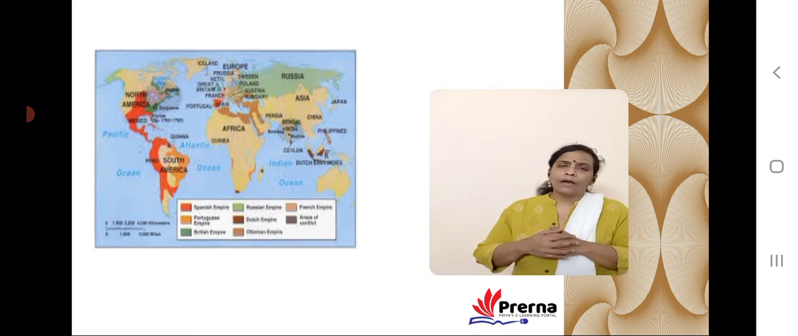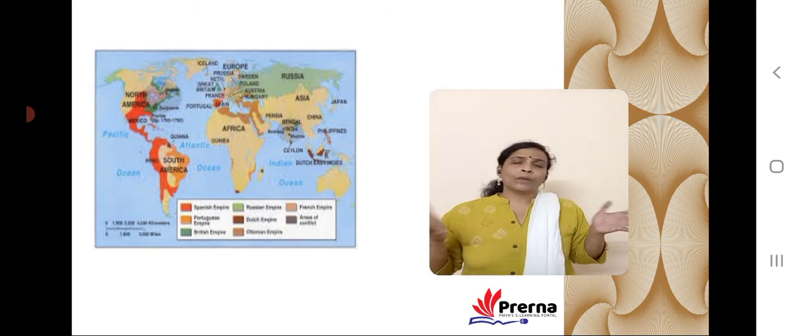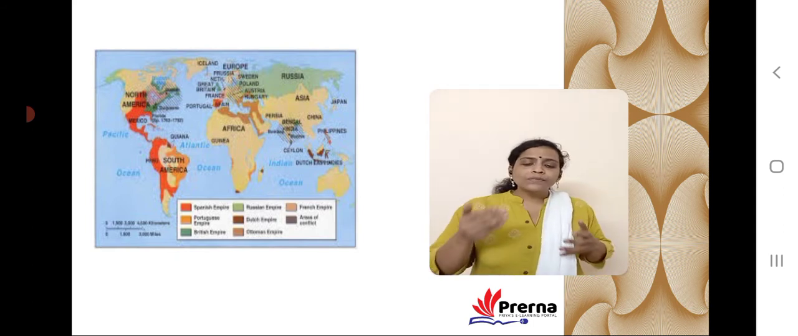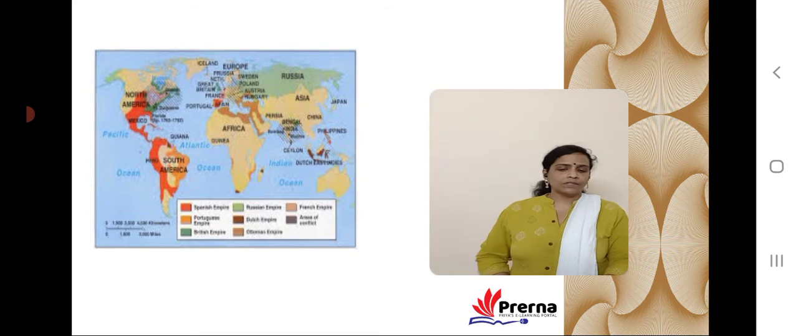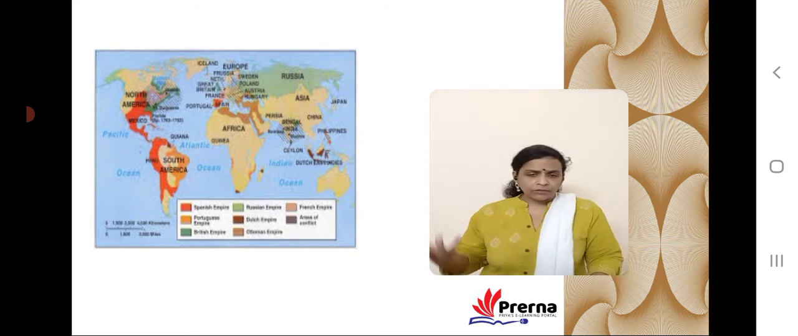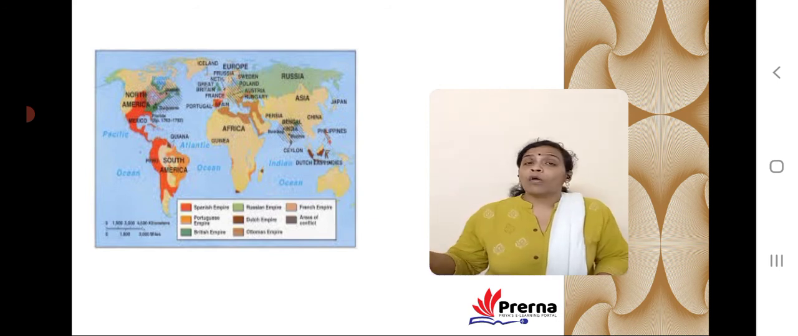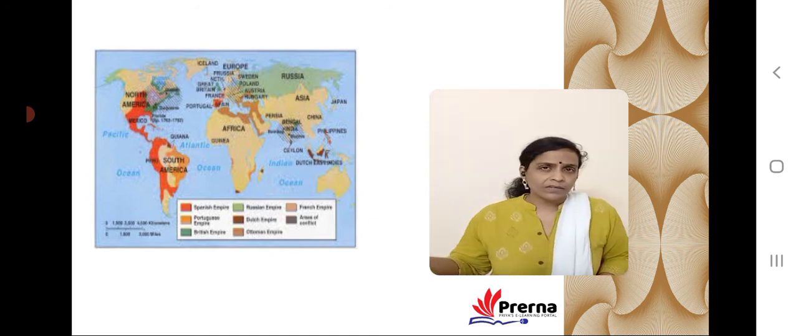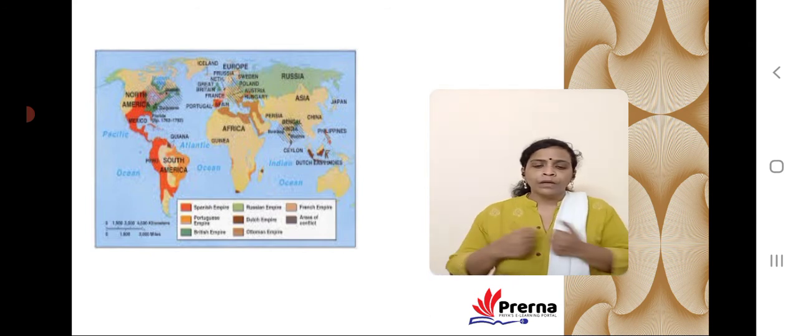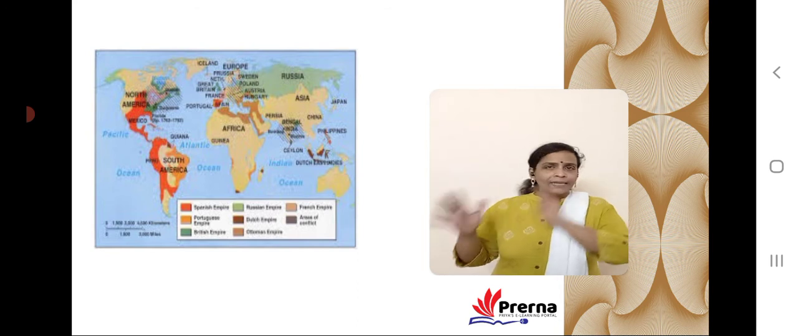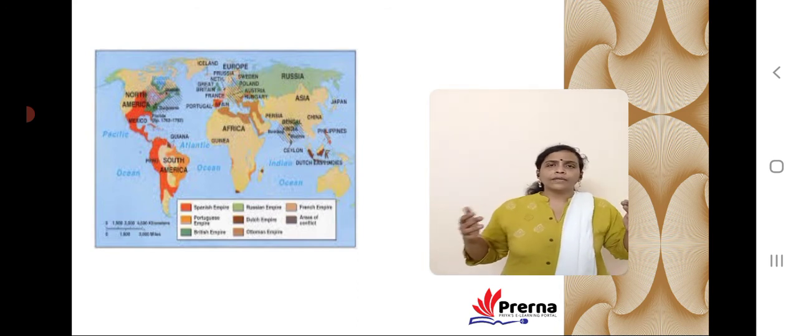And by this time you have to know that the Stuarts were replaced by another group of rulers, the Hanoverians, and it was King George III who was in power, and he was a ruler who was very obstinate, very arrogant, and he least bothered about what was happening in these colonies, and these colonies were administered by governors according to their own discretion.